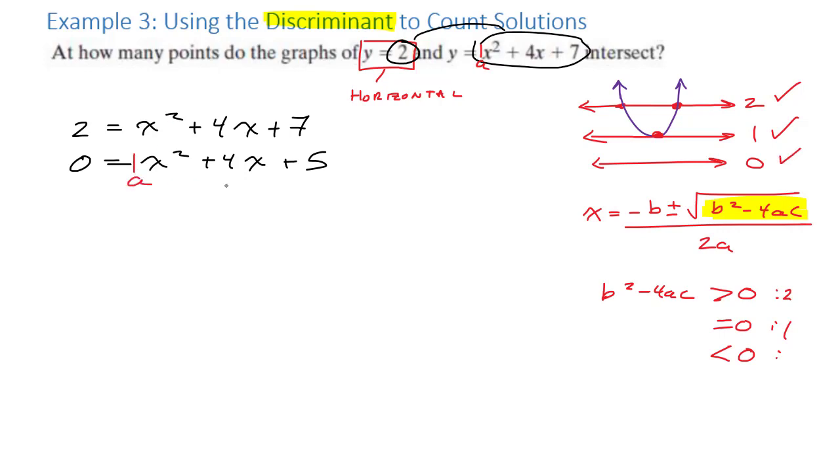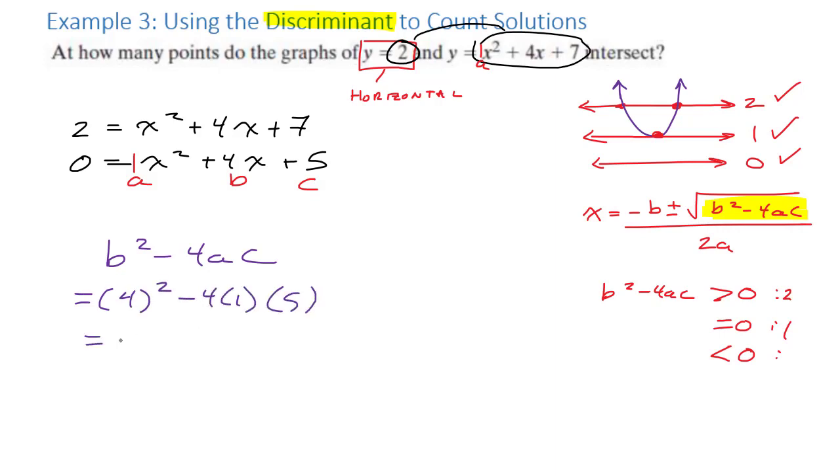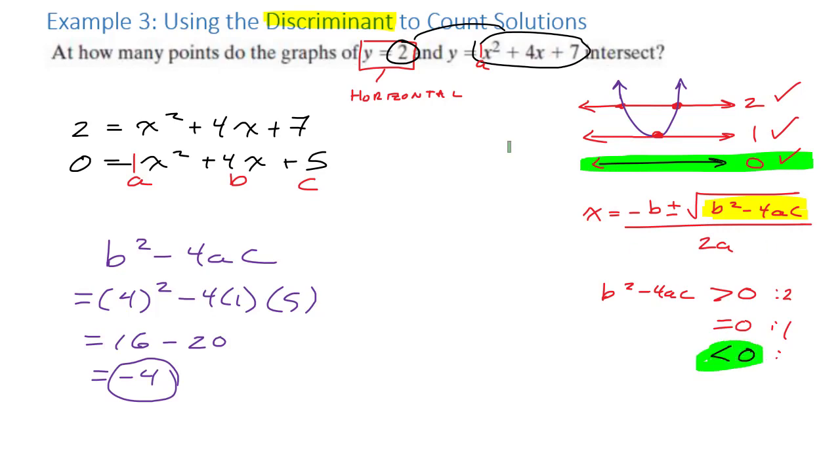So that's what we're going to do. A is 1, B is 4, C is 5. And I'm not going to do the whole quadratic formula, I'm just going to do the discriminant, b squared minus 4ac. All right, so here we go. 4 squared minus 4 times 1 times 5. That gives me 16 minus 20, which is negative 4. So the discriminant is a negative value. That tells me that we have this scenario right here, where it's less than 0, so we have 0 solutions.